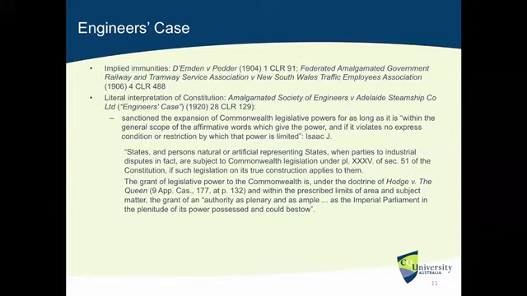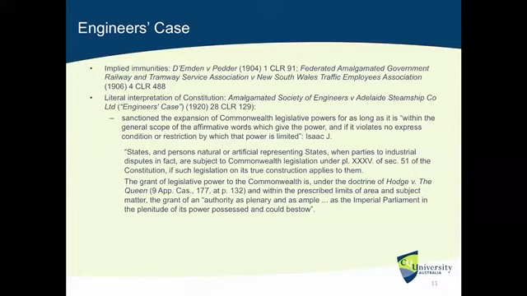So, on the basis of the implied immunities doctrine that had previously been articulated by the High Court in Federated Amalgamated Government Railway and Tramway Service Association versus New South Wales Traffic Employees Association, as well as the case of D'Emden versus Pedder, these Western Australian state instrumentalities sought to have the suit filed by the Amalgamated Society of Engineers dismissed, because they said that the law which created the Commonwealth Arbitration Court could not reach out to settle disputes that involved states or state instrumentalities. So they again raised the implied immunities doctrine.